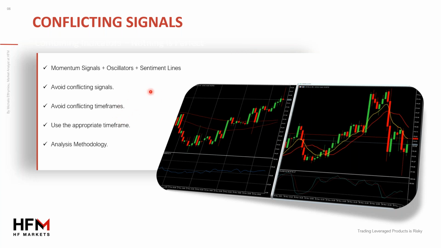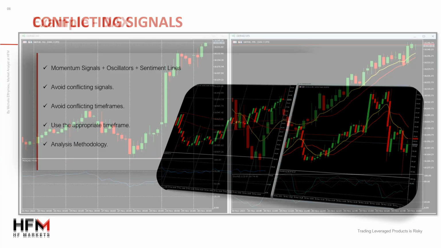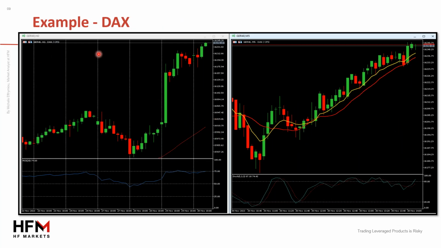Avoid conflicting signals. When there's conflicting signals, the signal is weaker. This is what is known within the financial trading markets. So I'm going to give you an example of this on our next slide. This is something very helpful, ladies and gentlemen. So here we're looking at the German DAX, which on the platform is the German 40. So most traded German equity.